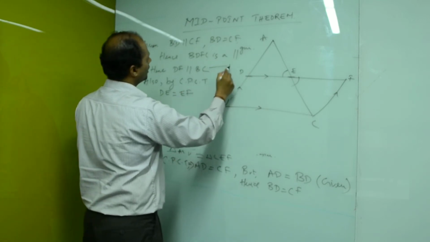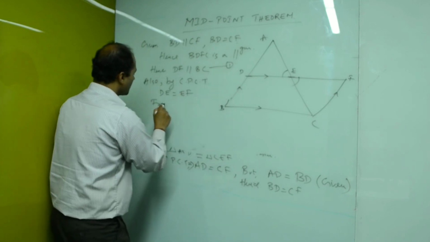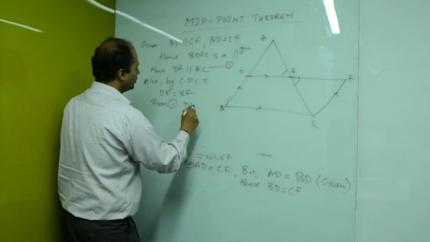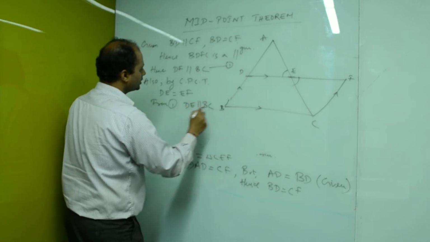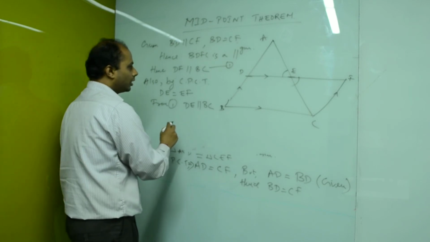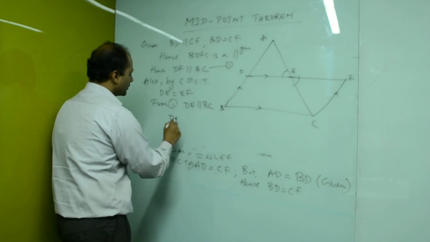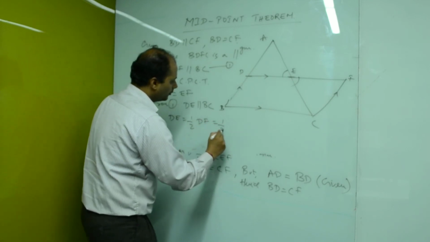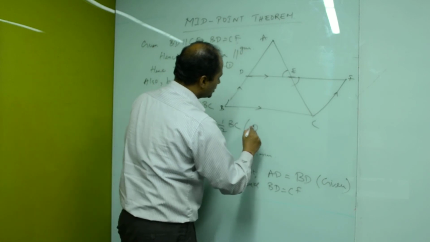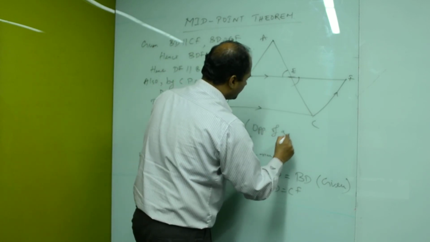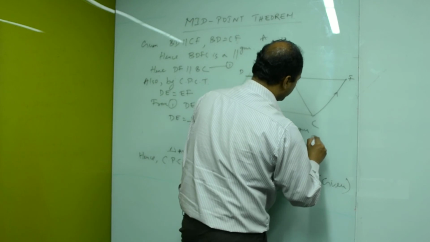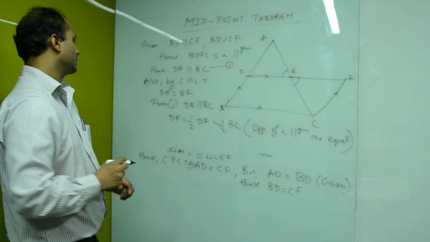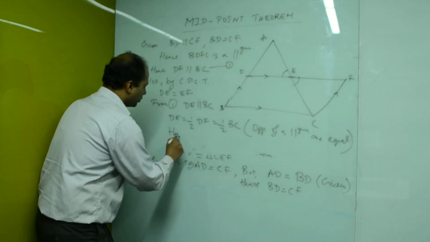Call this as 1. From 1 we have DE parallel to BC and DE will be equal to half of DF, which is equal to half of BC, because opposite sides of a parallelogram are equal. Hence proved.